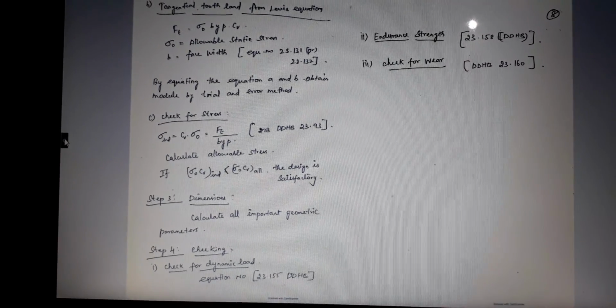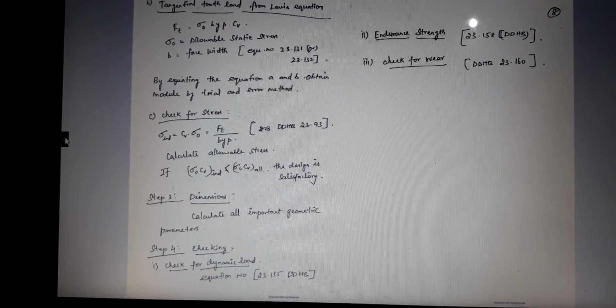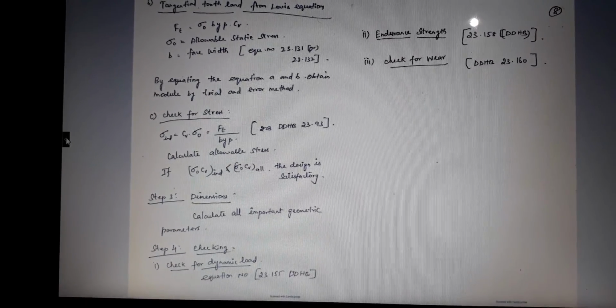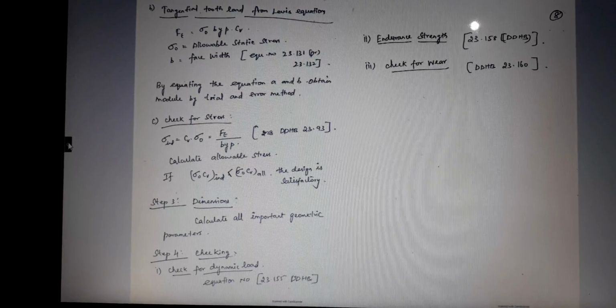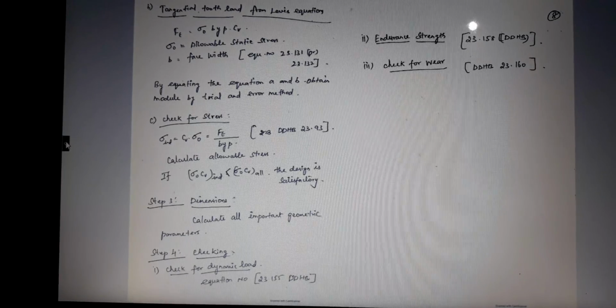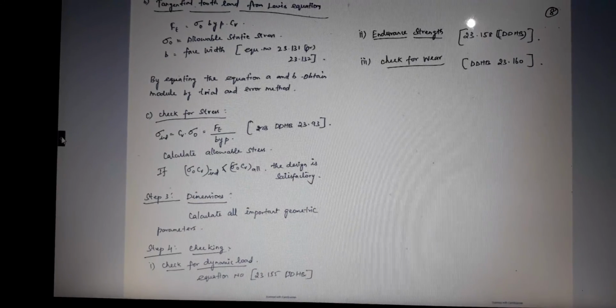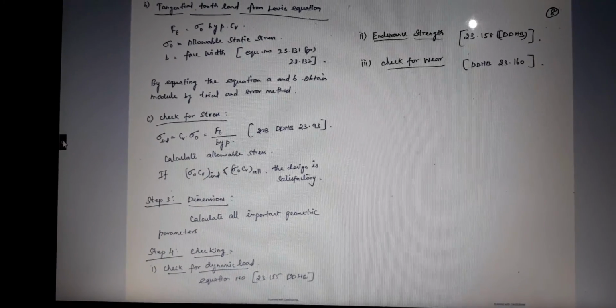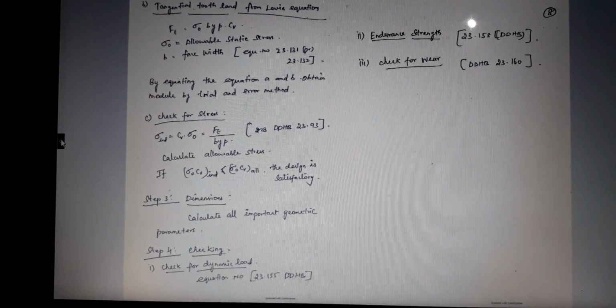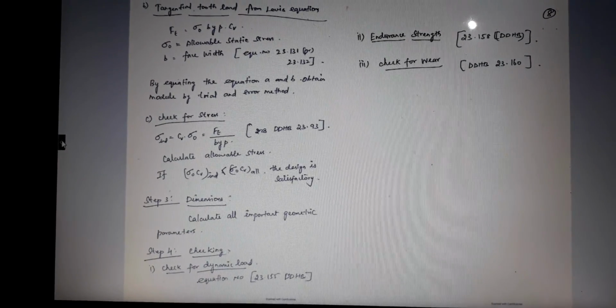Once you calculate the module, how to calculate all the other dimensions, that is addendum, dedendum, circular pitch. All the formulas are given in the table, and I will explain later. Next, step 4, we have to check for the dynamic load. Once the static load is over and you have framed the dimensions, in step 4 you have to calculate the dynamic load, endurance strength and wear load. This is the final step, the procedure for designing the spur gear.